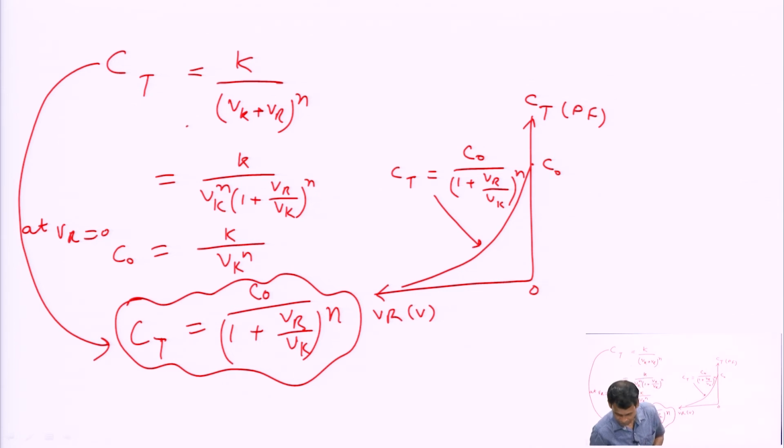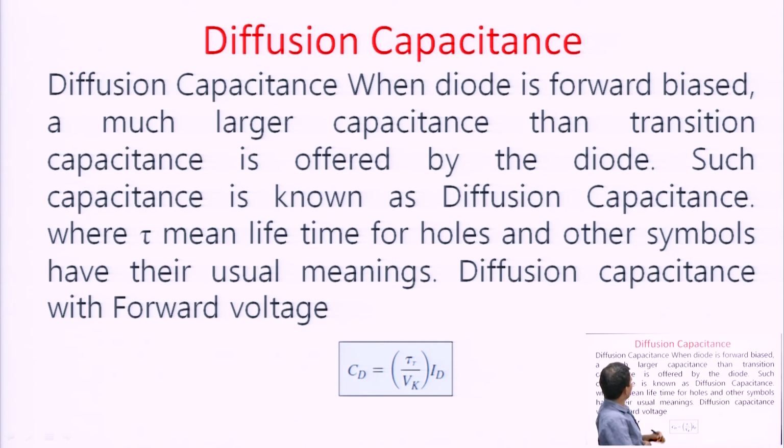Now, another type of capacitive behavior is the diffusion capacitance. How does diffusion capacitance arise in a p-n junction diode? This is due to the diffusion of majority charge carriers. This means this capacitive behavior is dominant in forward bias. This capacitive behavior exists in forward bias.